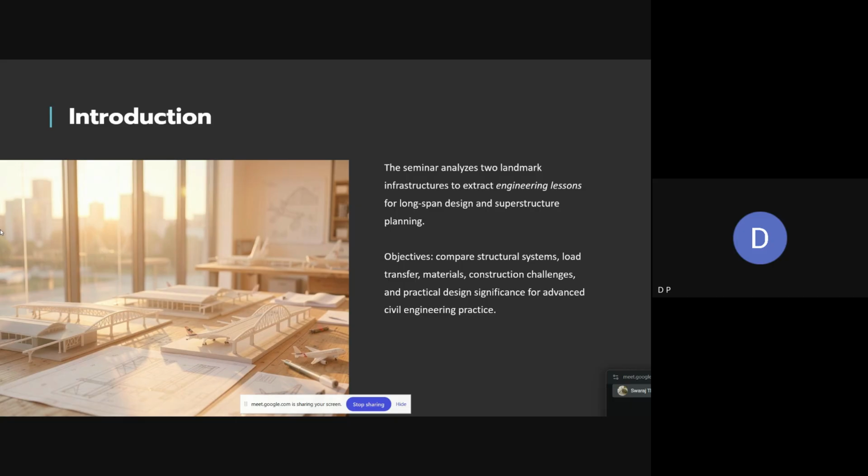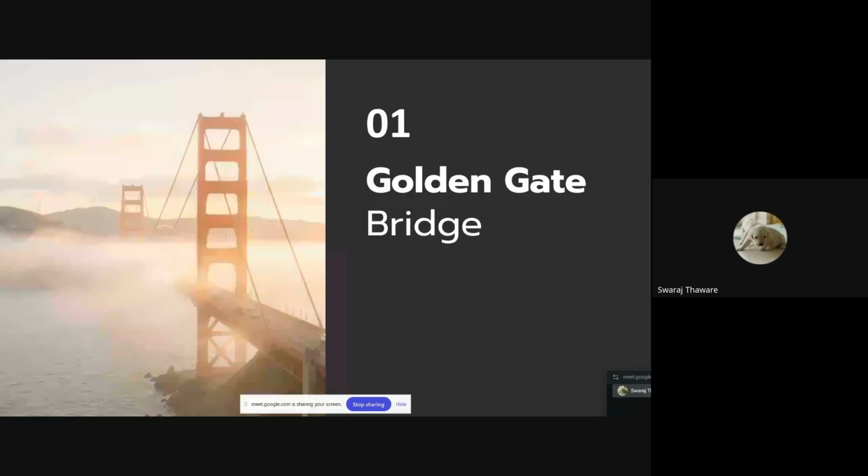Good morning everyone. My name is Swaraj, and today I'm going to present a topic before you. The topic I got for seminar analysis is landmark infrastructure to extract engineering lessons for long span design and superstructure planning. The objectives of this seminar are to compare structural systems, load transfer, materials, construction challenges, and practical design significance for advanced civil engineering practices. The case study we are going to look at today is the Golden Gate Bridge.